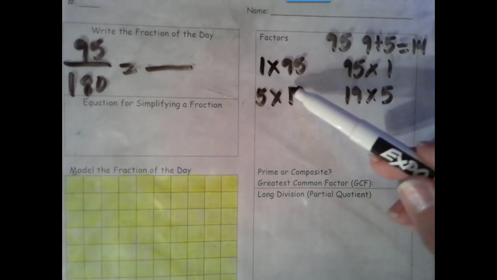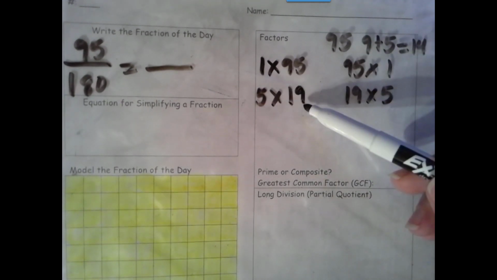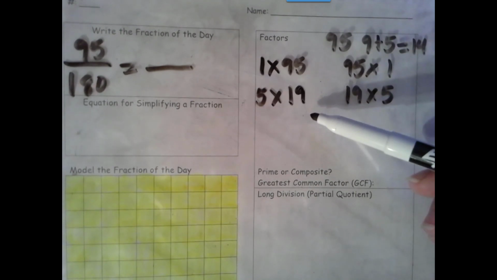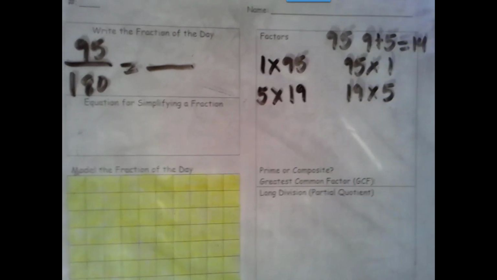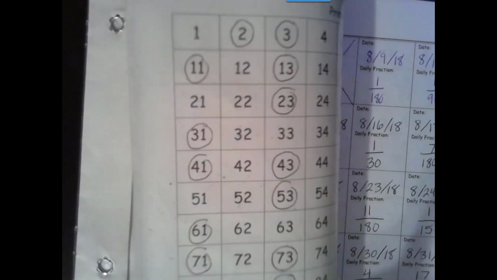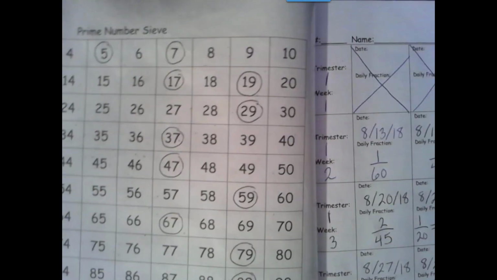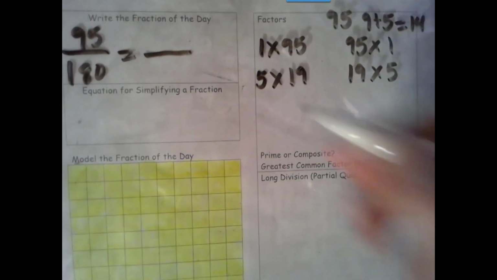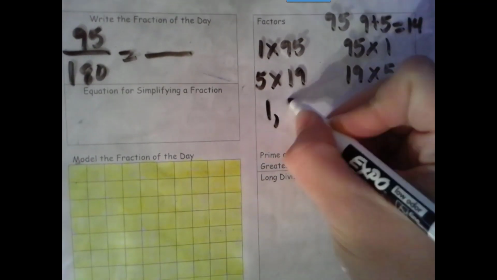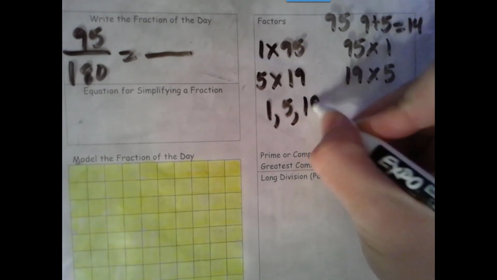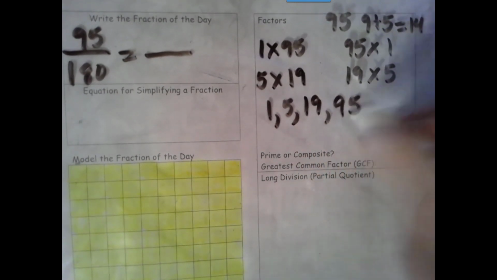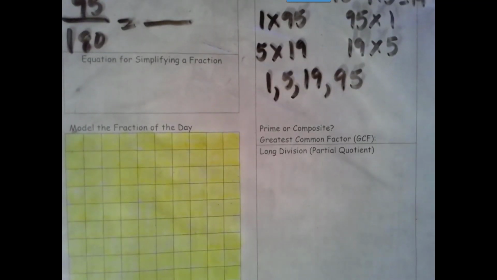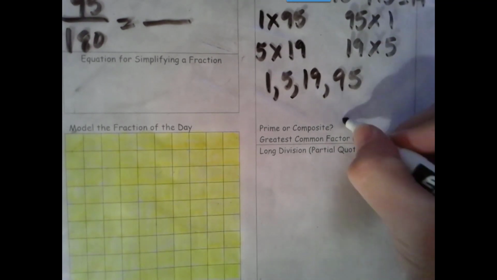I'm going to check to see if this second factor is prime, because if we've gone in an orderly fashion and our second factor is prime, we are done, because it won't break down anymore. Yes, 19 is prime, so that means that we are done. Let's list our factors from least to greatest. 1, 5, 19, 95. We have 4 factors. That is more than 2 factors, so it is composite.